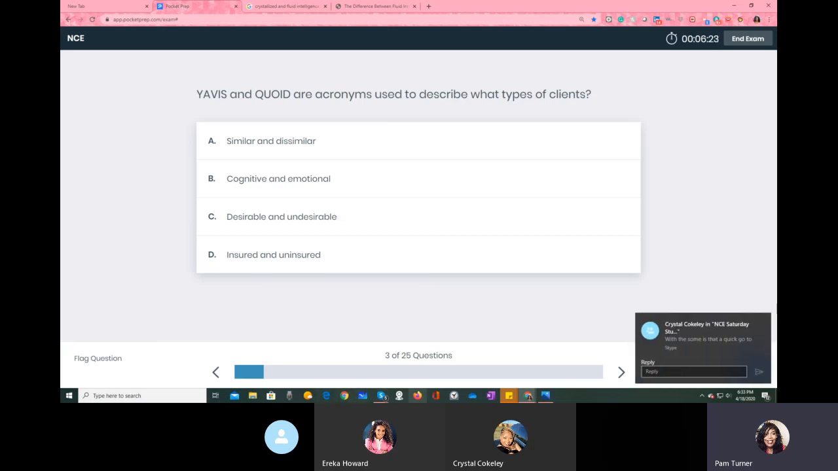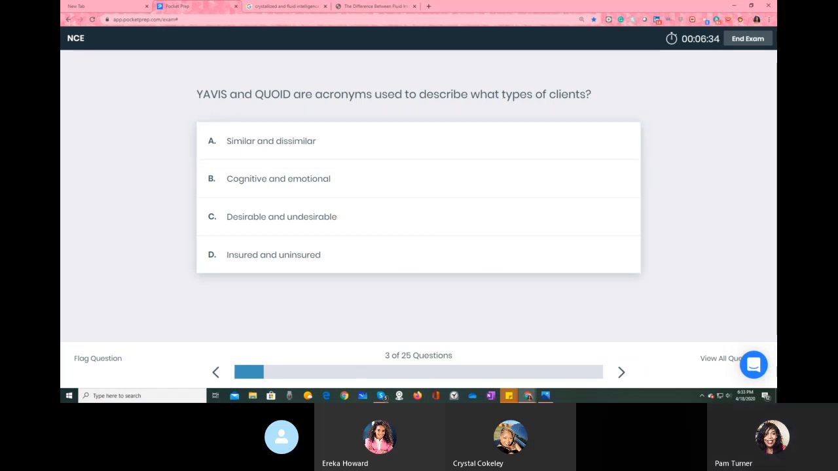YAVIS and QUOID are acronyms that are used to describe what type of clients? YAVIS and QUOID define what type of clients. Define those acronyms.